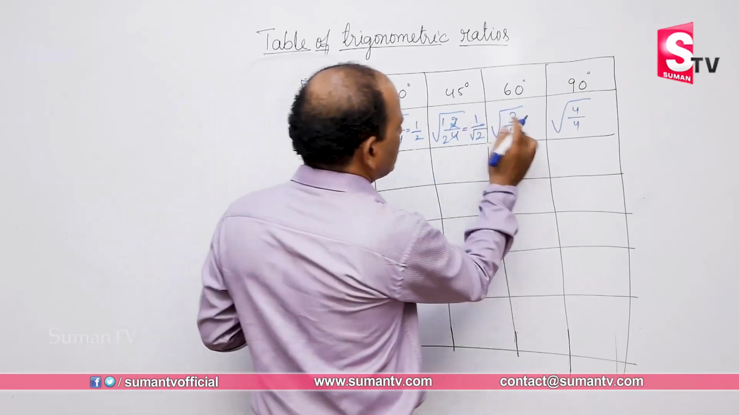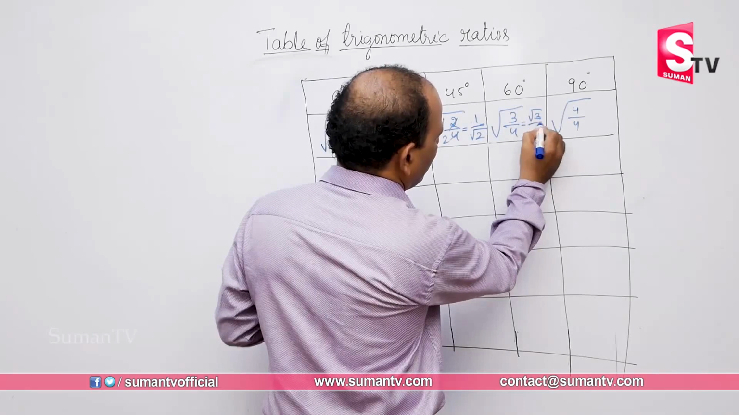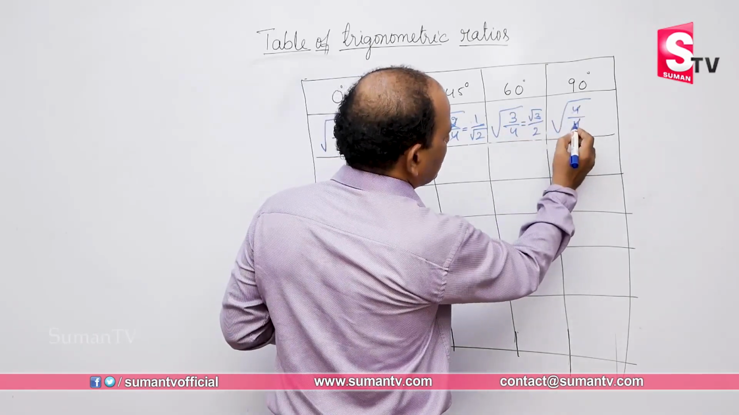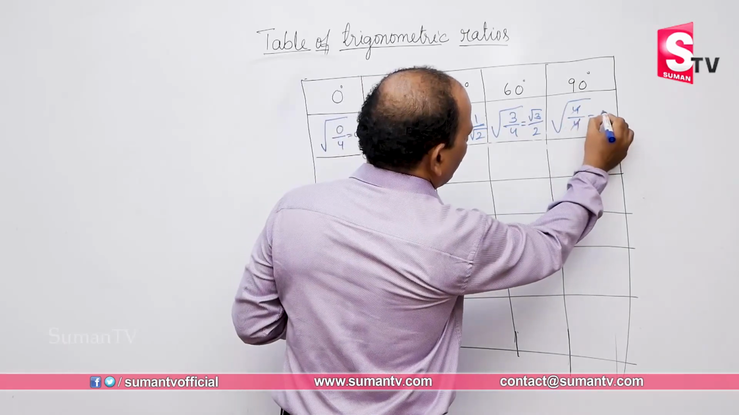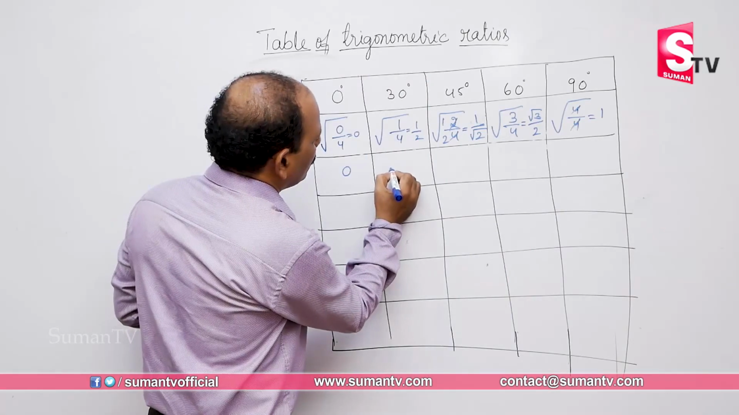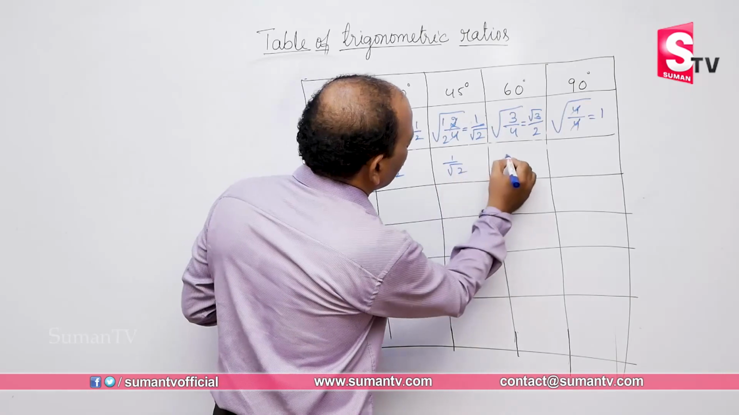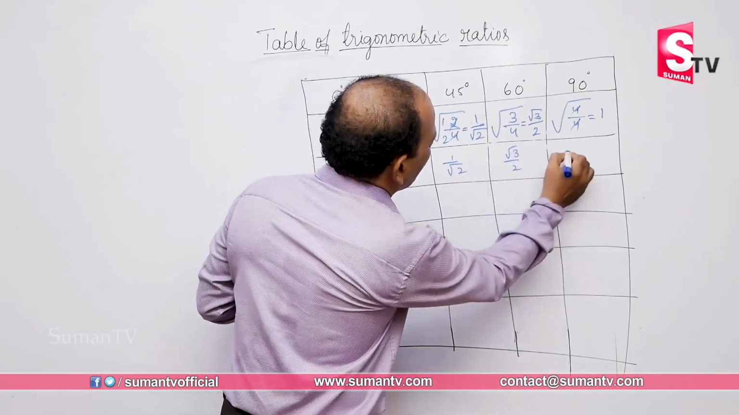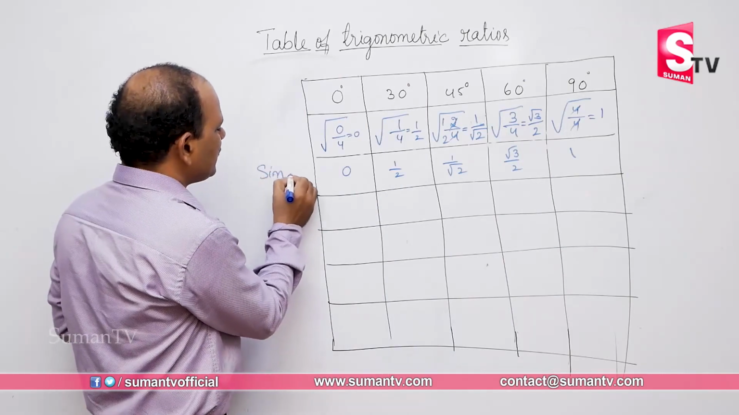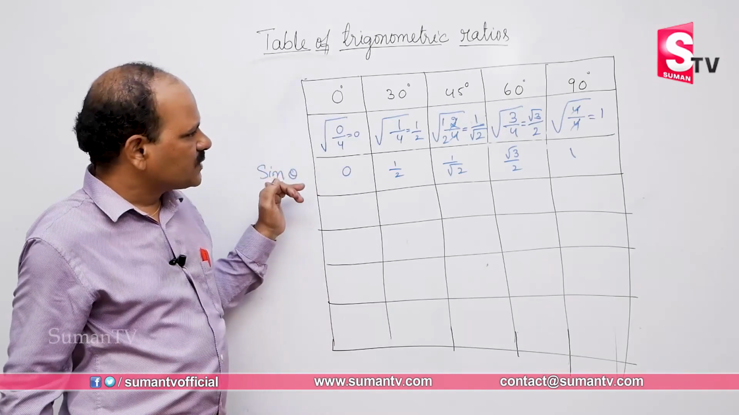Okay. Next here root 3 is not a perfect square root. So root 3 by square root of 4 is 2. 4 gets cancelled. So 1 will be square root of 1 is 1. Now 0, 1 by 2, 1 by root 2, root 3 by 2, 1. These are all the values of sine theta.